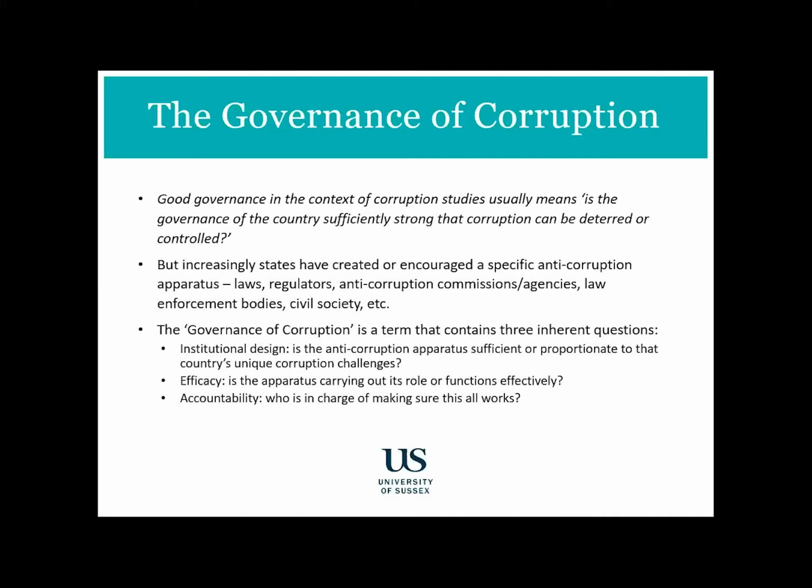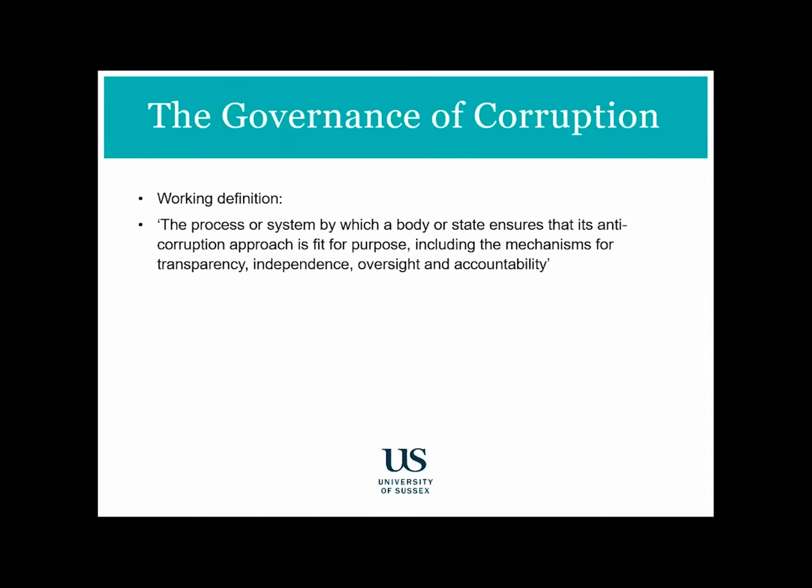So my broad take on the governance of corruption is that it's different to the way in which governance is usually used as a term in corruption studies, but there is this thing, the governance of corruption. So my working definition would be something like this, and I'm really keen to have feedback on this whole approach, but also this definition. The process or system by which a body or state, and body of course could be private or public sector, ensures that its anti-corruption approach is fit for purpose, including the mechanisms for transparency, independence, oversight, and accountability. So that's my working definition of what I mean by the governance of corruption.